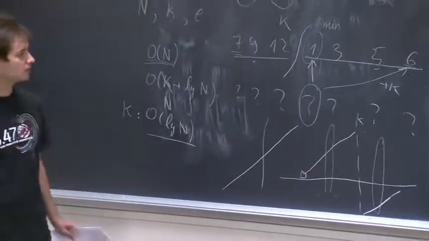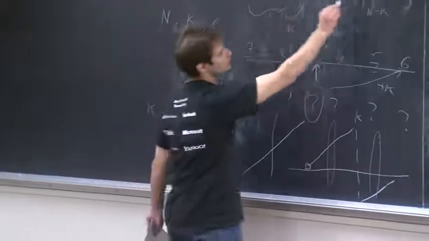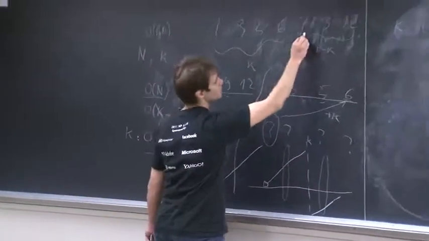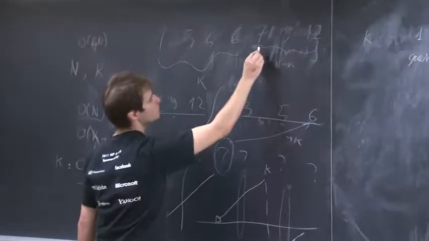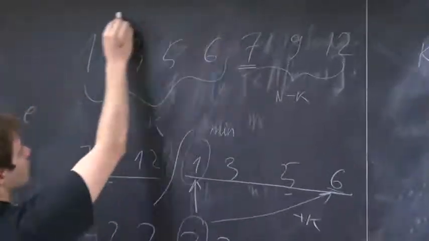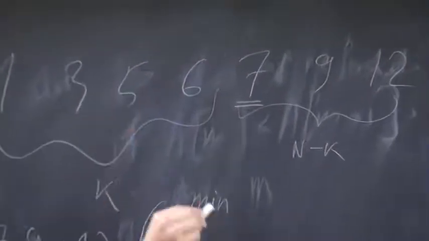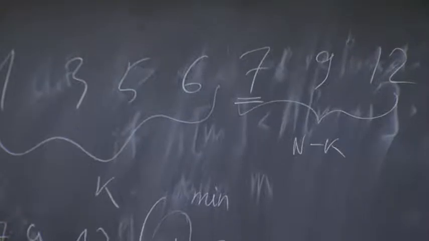If you don't want to look at it graphically, this was a sorted array. If this is the kth element, then everything here is smaller than it. So all these guys are smaller than the first element.